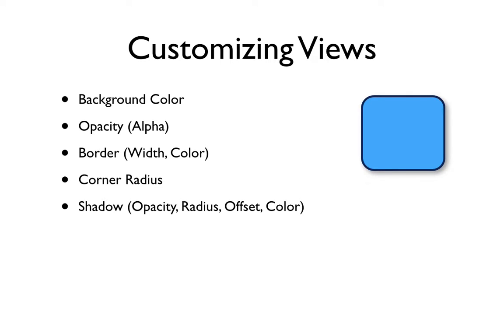And lastly, you can set a shadow for a single view. You can change all sorts of attributes of the shadow: the opacity, radius, offset, or color. And all these attributes are animatable, so you can create animations to change the color of the background, or the border, or the radius, or the shadows. So that's the basic customization of a view in iOS. Later I will talk more about customization, because I think this part is most interesting for designers.